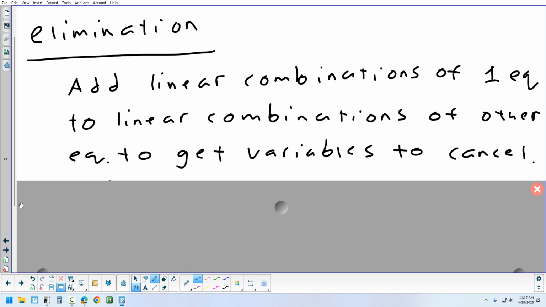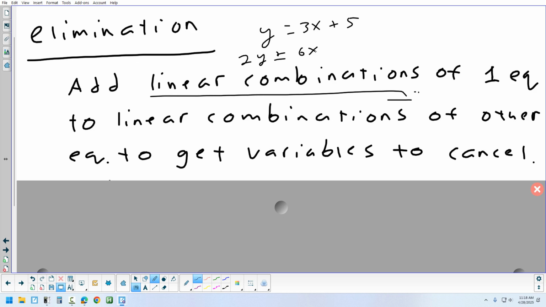And the goal is to basically add one equation to another equation, or a multiple of one equation to another equation, to make something cancel. That's what a linear combination is. It's a multiple of an equation. So if this is an equation, here's a linear combination of it. Specifically, it's the linear combination you get by doubling everything. Okay?